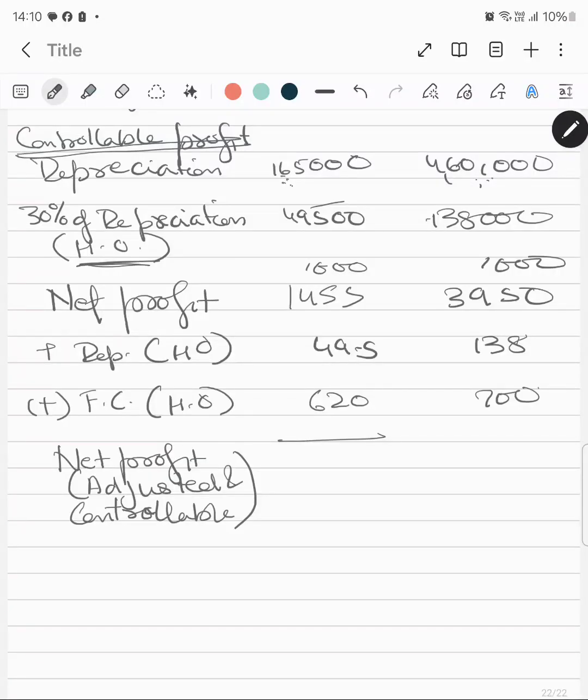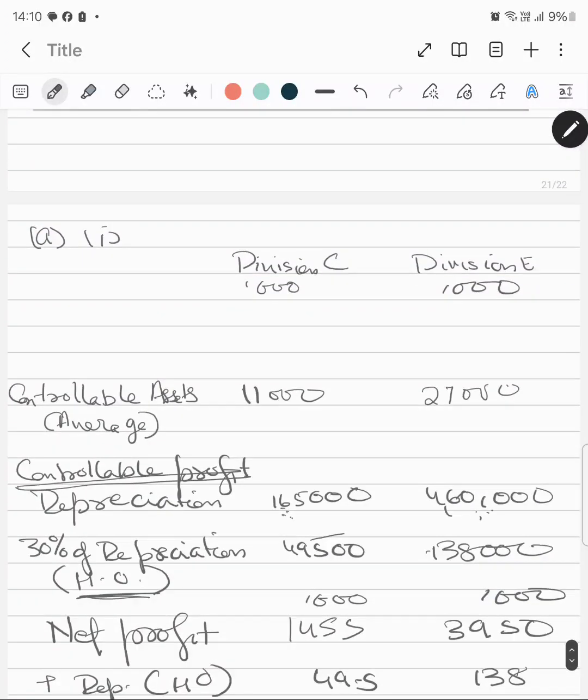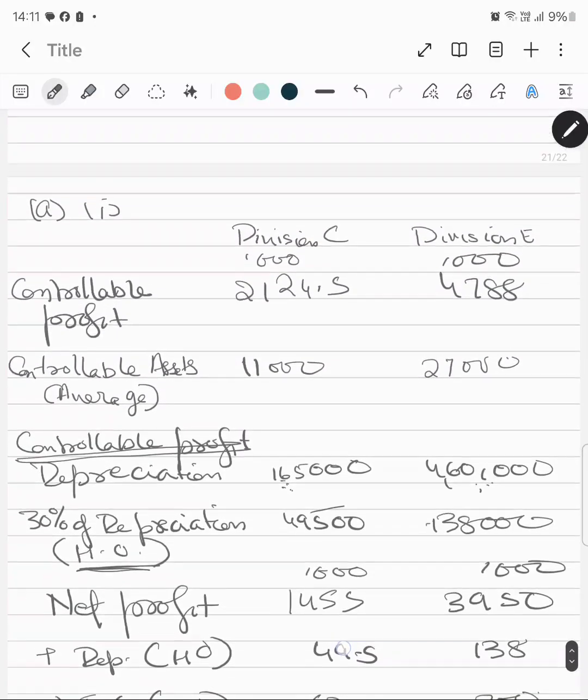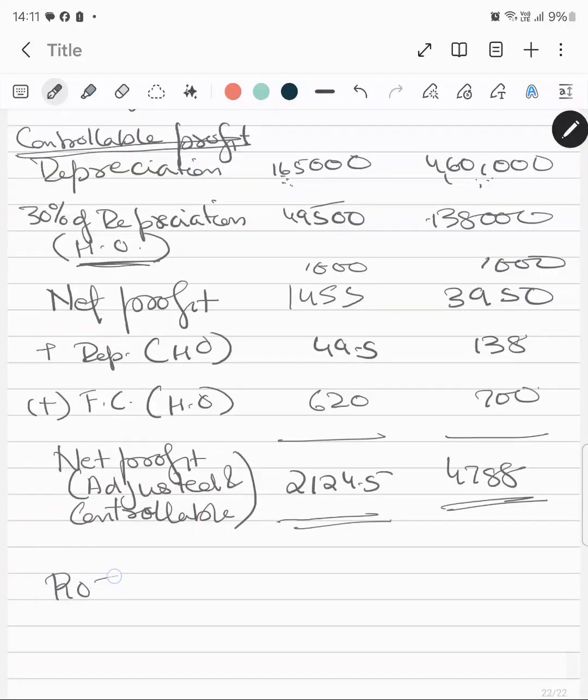Let me just calculate 1455 plus 49.5 plus 620. It is giving me a profit of 2124.5. And 3950 plus 138 plus 700 is giving me a profit of 4788. So now I have the controllable profit, which I calculated as 2124.5 and 4788. Now what should be my ROI? ROI should be 2124.5 upon 11,000, and 4788 upon 27,000.